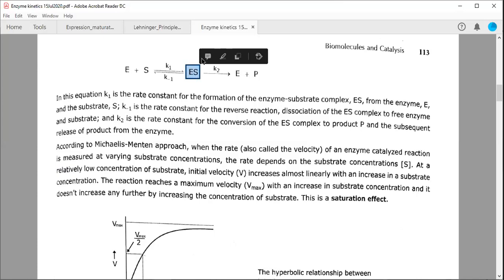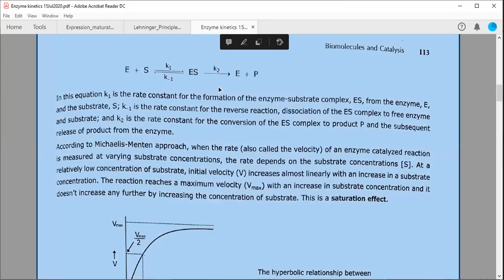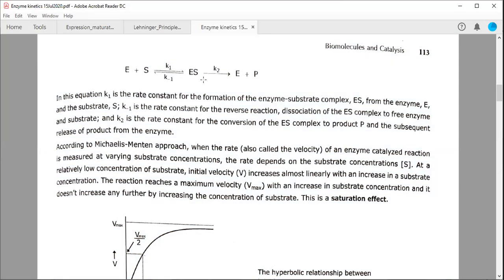The rate of this reversible reaction will be given by K1 and K minus 1, for the forward or reverse reaction. If it's going backward, this is K minus 1. If it's going forward, this is K1. And it is mostly seen that the second reaction will not be reversible. Mostly it is a unidirectional reaction, and once the enzyme-substrate complex is formed, it will lead to the release of product.